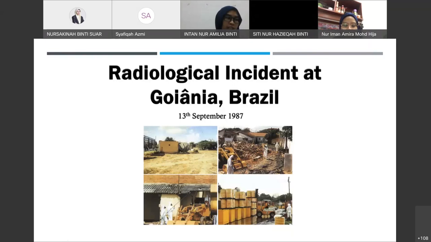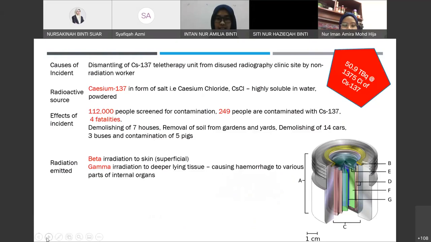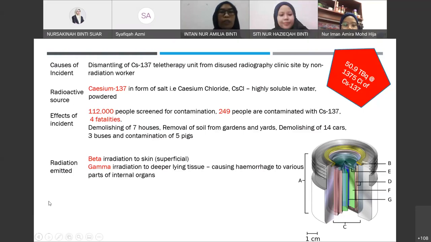Let's see the next slide, please. Okay. The incident actually started due to the dismantling of a cesium-137 radiotherapy unit from a disused radiographic clinic site by a non-radiation worker. In this context, a non-radiation worker is actually a member of the public. The cesium activity was 1,375 curie or 50.9 terabecquerel.